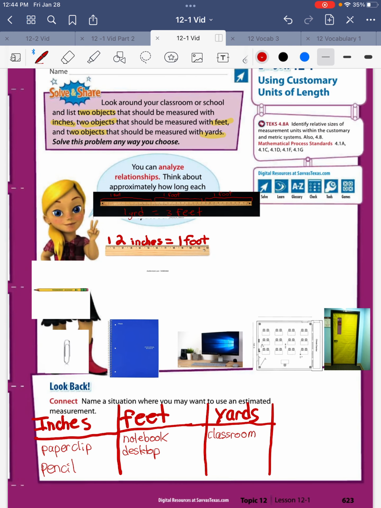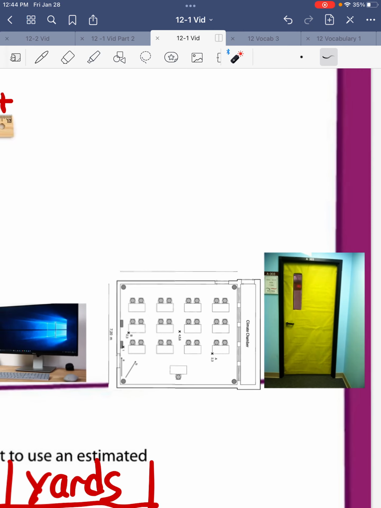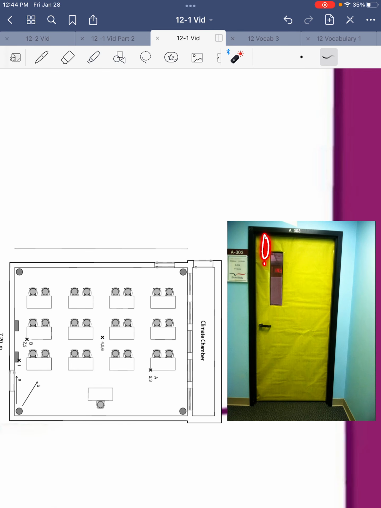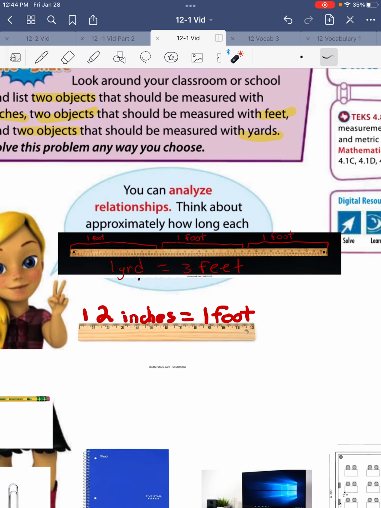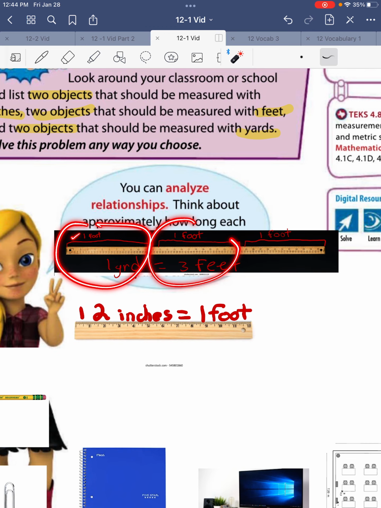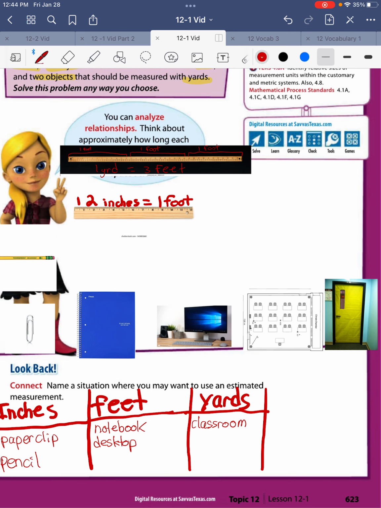Okay. My last picture is a classroom door. Okay. The classroom door is pretty tall. So same thing. I could use a regular ruler, but I would probably need 10 of these to measure the classroom door. Okay. Because it's pretty long. So the better option for me is to use a yardstick. It already has 3 rulers in it. Okay. So for yards, I'm going to put classroom door.